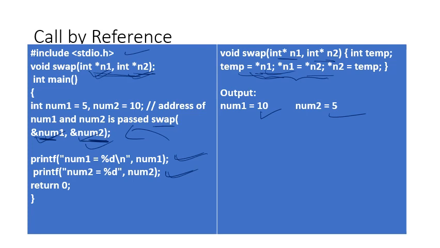Whereas if we talk about call by value, in this program, for num1 and num2 we get the original values we have given. Num1 will be 5, num2 will be 10. This is for call by value. And in call by reference, the formal parameter updations will be shared by the actual parameters.